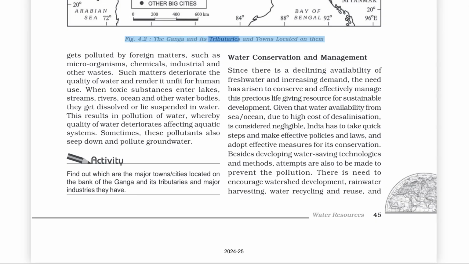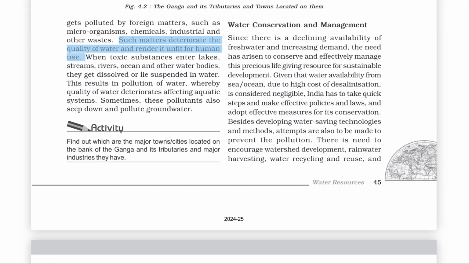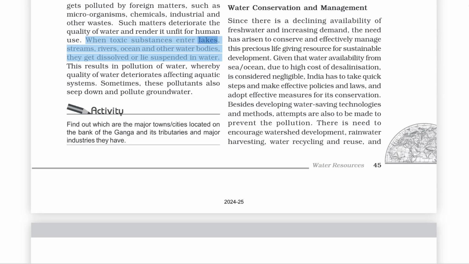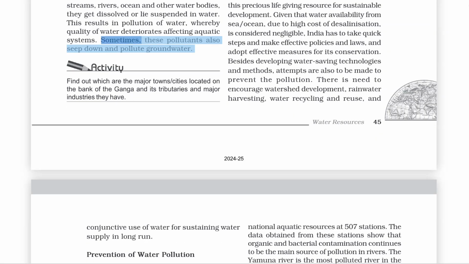The Ganga and its tributaries and towns located on them get polluted by foreign matters, such as microorganisms, chemicals, industrial and other wastes. Such matters deteriorate the quality of water and render it unfit for human use. When toxic substances enter lakes, streams, rivers, ocean and other water bodies, they get dissolved or lie suspended in water. This results in pollution of water, whereby quality of water deteriorates, affecting aquatic systems. Sometimes, these pollutants also seep down and pollute groundwater.